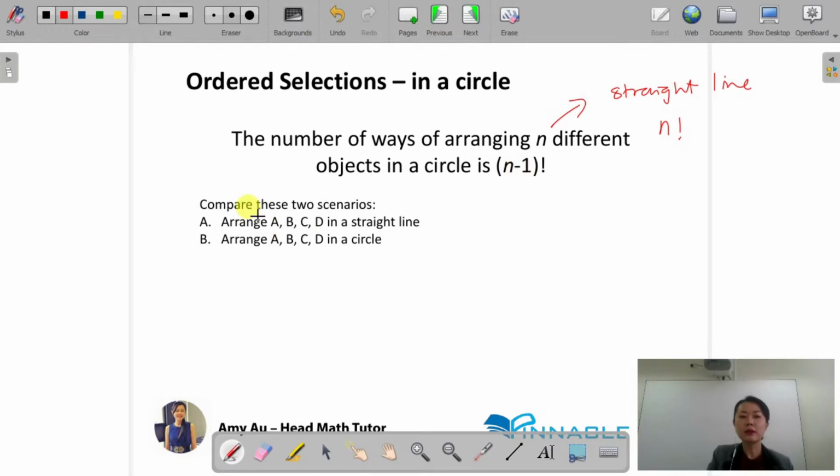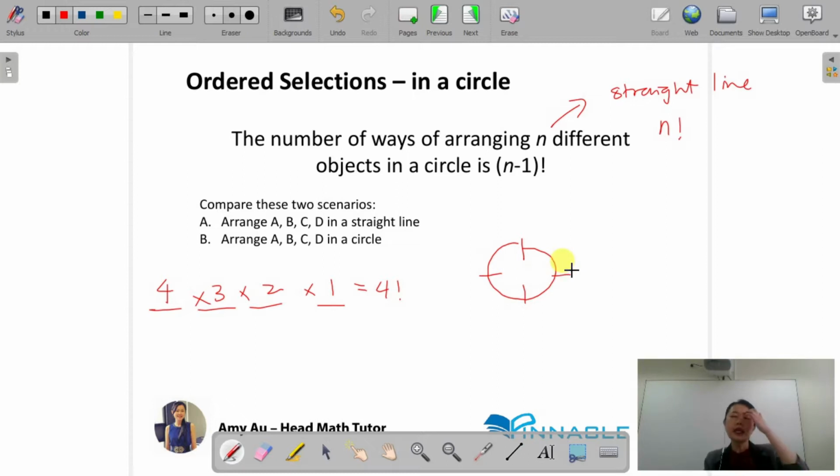For example, if we arrange A, B, C, D in a straight line, 1, 2, 3, 4, it would have been 4 ways to fill out the first one, 3, 2, 1. That's 4 factorial. Okay, versus in a circle. Now the problem with a circle is this. 4 spots, right? Circle, well, it's round, so there's no definite start and finish.